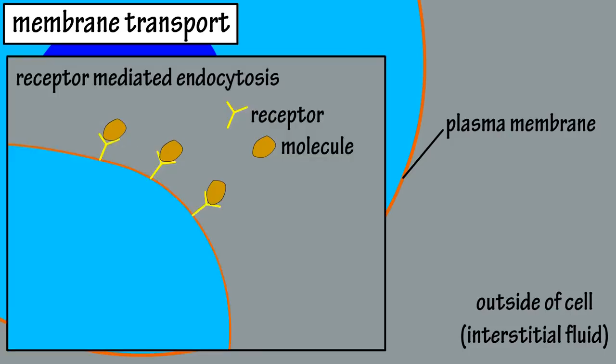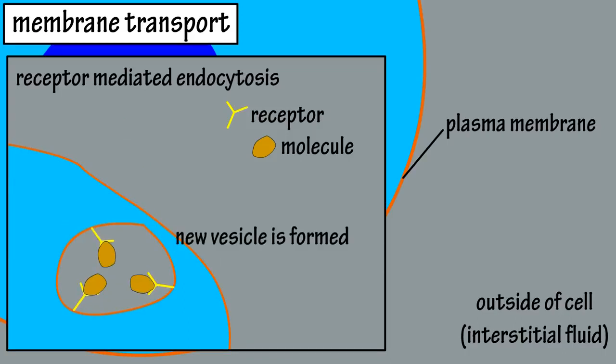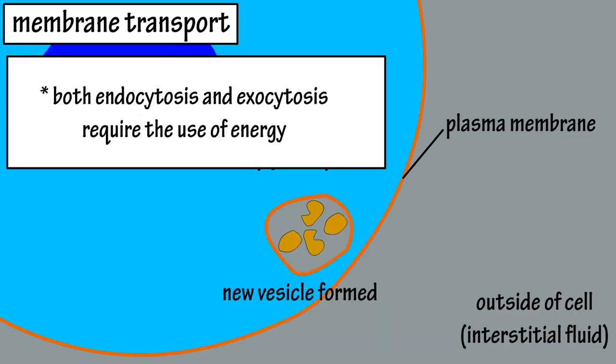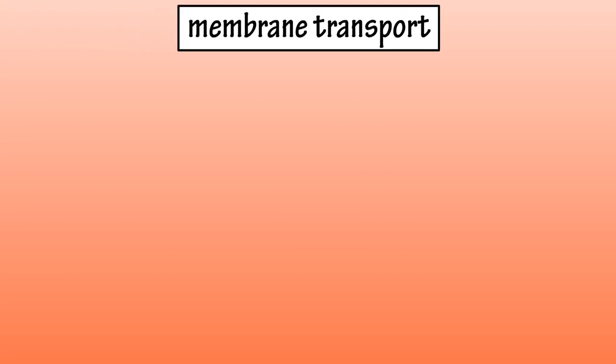Receptor-mediated endocytosis involves using receptors on the outside of the plasma membrane. These receptors bind with molecules in the interstitial fluid, and the membrane folds, enclosing the receptors and the bound molecules, to form a vesicle for transport within the cell. One last thing to note. Both vesicular transport processes, endocytosis and exocytosis, require energy. And that be the basics on transport across a membrane.